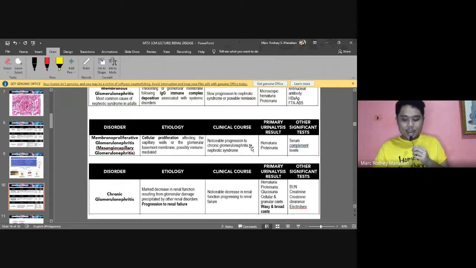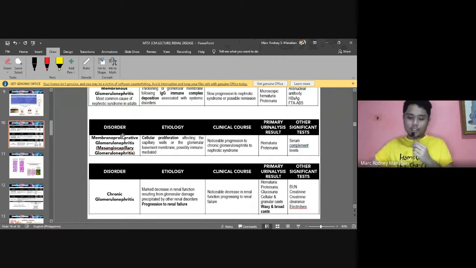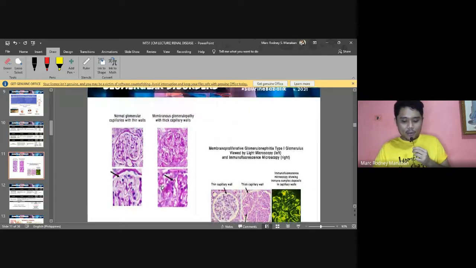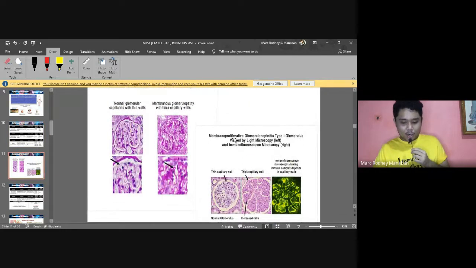But again, it can come from initial, mga starting na other kidney diseases or glomerulonephritis, and then wala na agapan, wala na tambalan, so of course, ni progress siya to a much more severe form, which is now the chronic GN. Okay? All right. Now, here is an example of your Membranous Glomerulopathy.